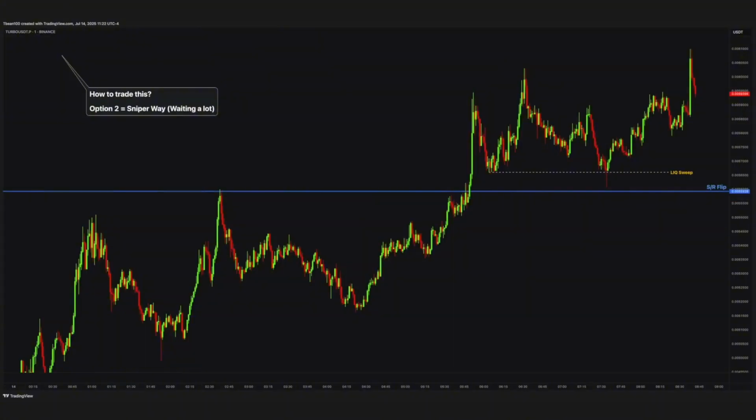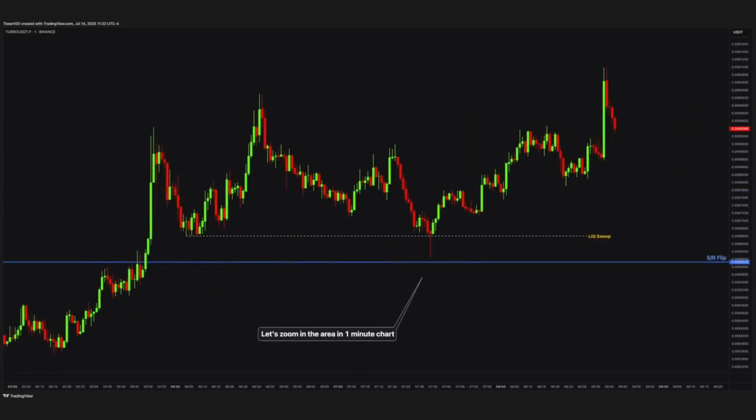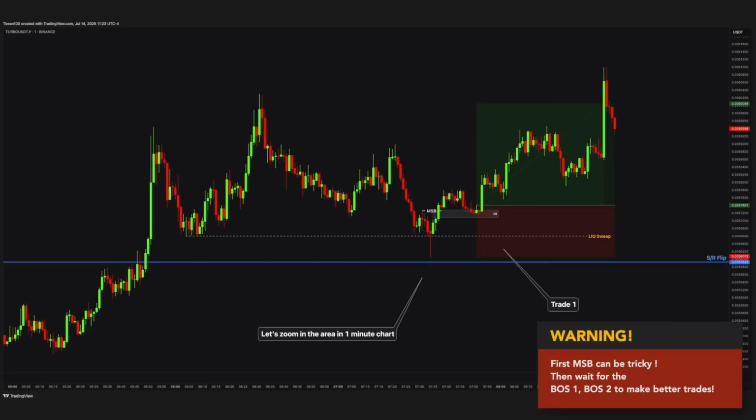Now, what about the complicated way, the harder sniper approach? Let's observe the same price action area on the 1-minute chart to get closer to the entry location. If you want to be any kind of sniper trader, you have to wait. Wait for the inner structure to shift in your favor. For example, this market structure break with the imbalance area, which gives you the first trade idea.